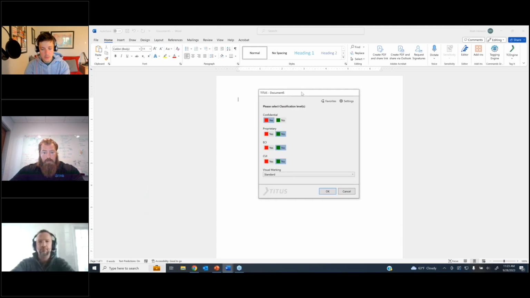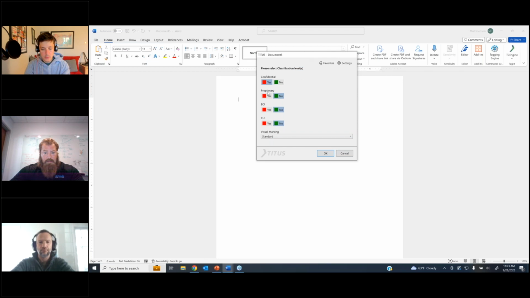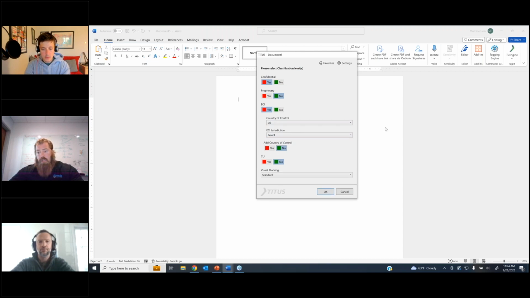This is a product that I'm demonstrating called Titus, and this provides a user interface that allows you to tag and mark your data. As we talked about earlier, if I say it is ECI, I'm going to need to know its country of control, and that may be all that I need to apply. We're not going to export this data. I don't know it's going to be exported. We're just going to tag it for safeguarding.